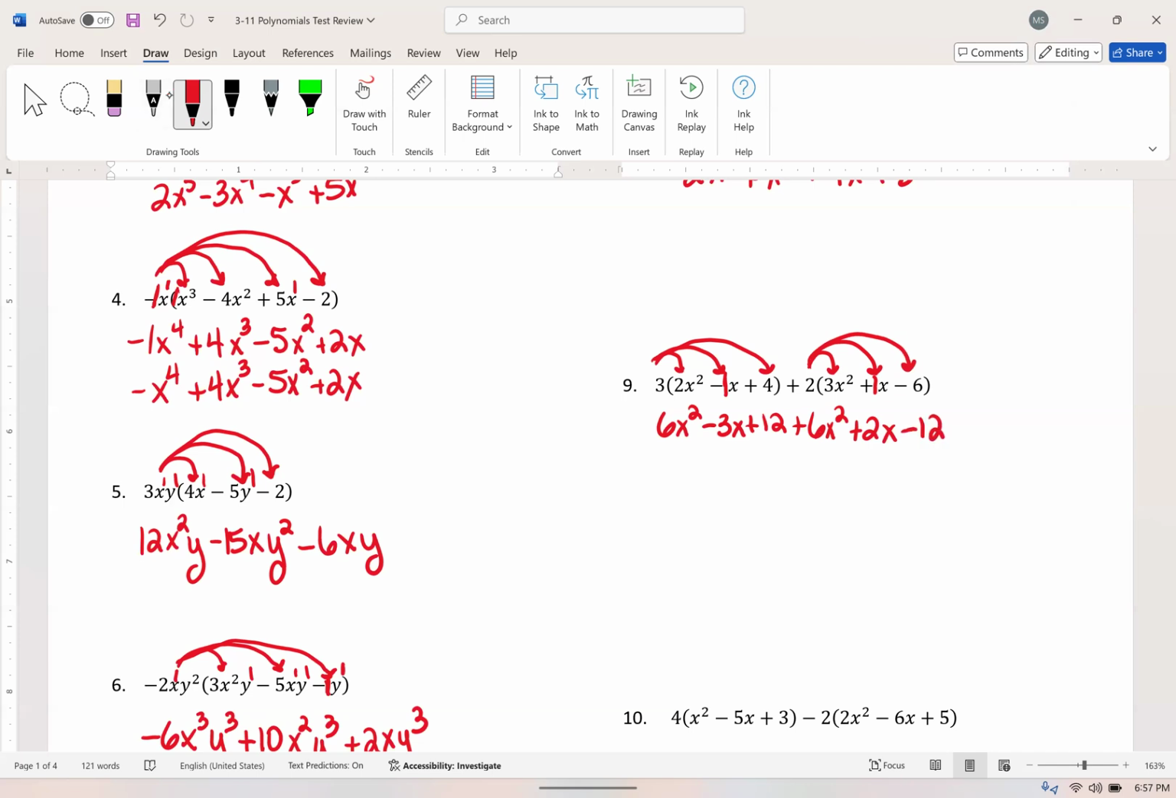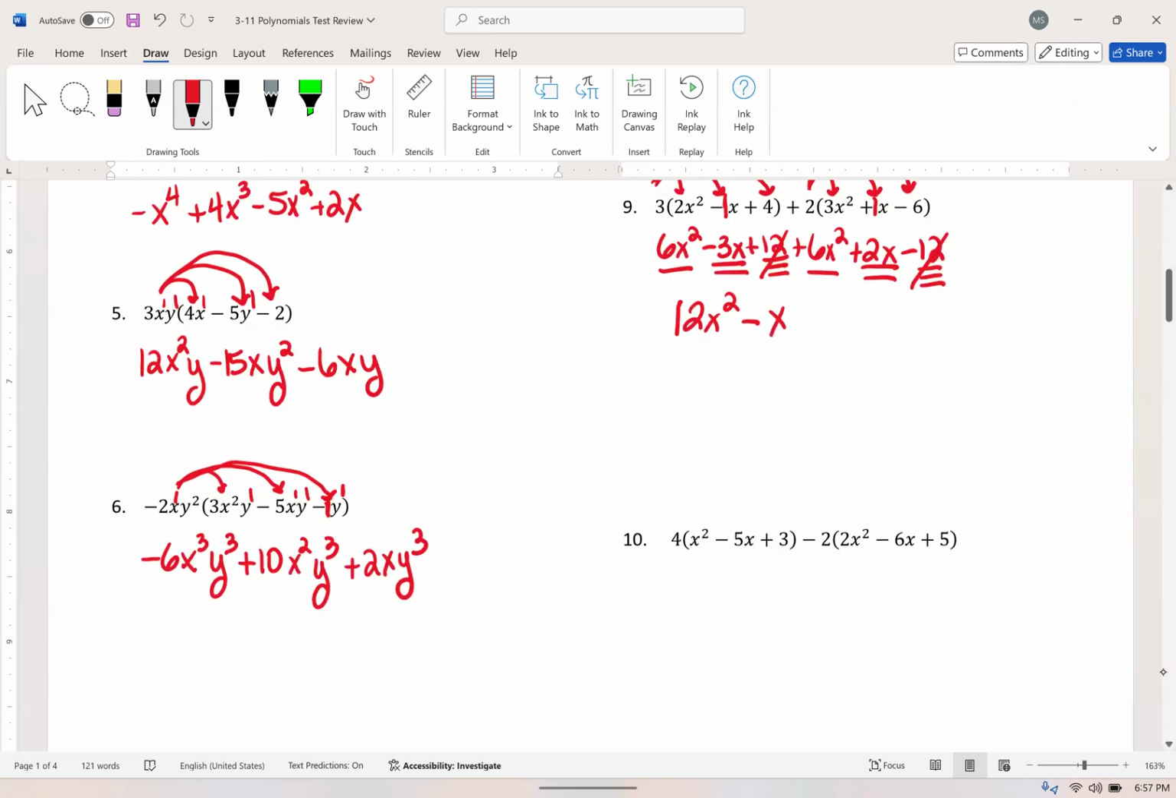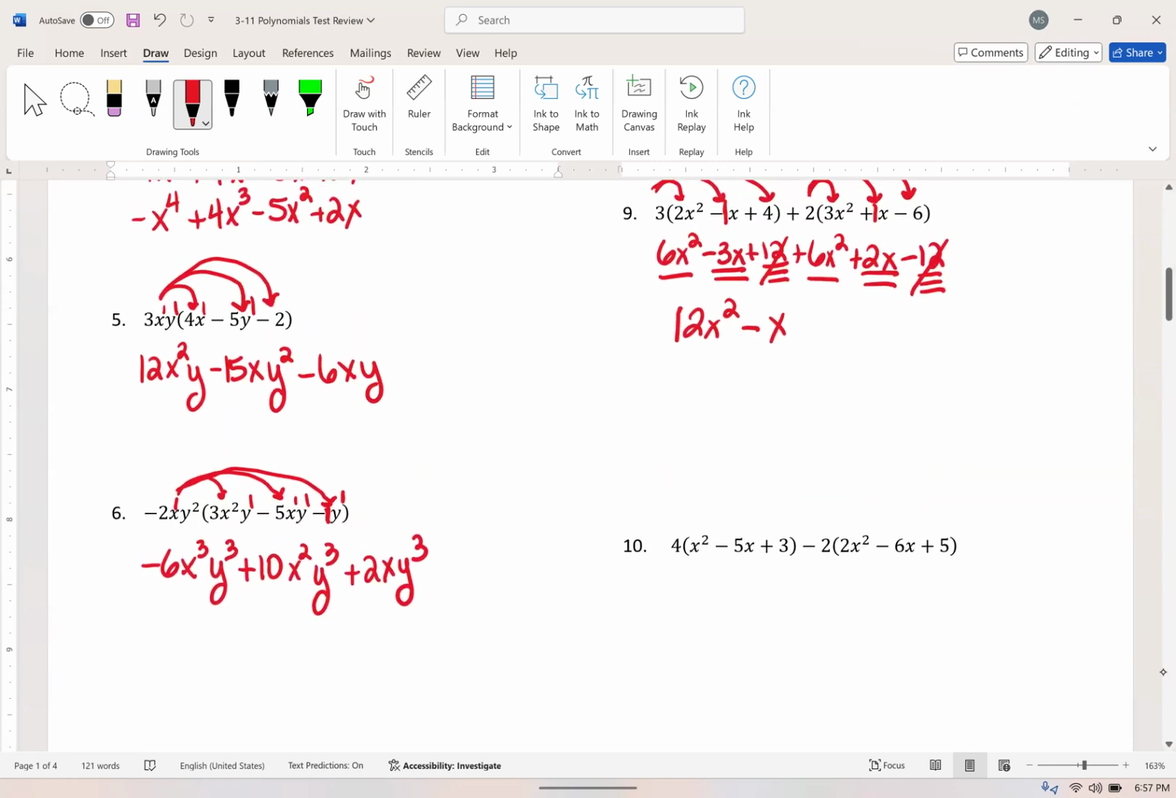So after we've distributed, then we can combine like terms. 6x squared plus 6x squared is 12x squared. Negative 3x and positive 2x is negative 1x, or just negative x. And then positive 12 and negative 12, that's 0. We don't really write plus 0 in our final answer, so we'll just leave it as 12x squared minus x. All right, and now we're moving on to number 10.